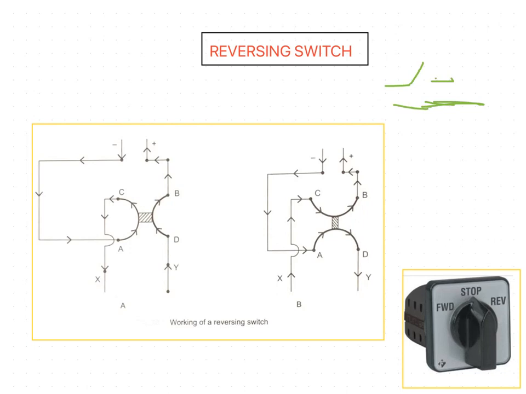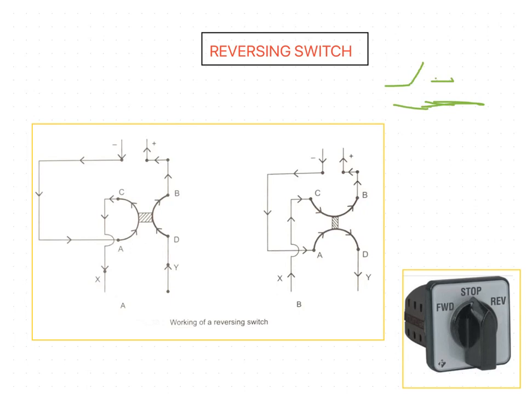When connected to a battery or a direct current source, the 4-way switch selects either normal current or reversed polarity. Any type of source can be used. That is the main function of this reversing switch.